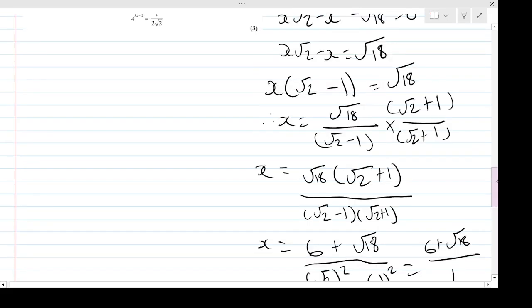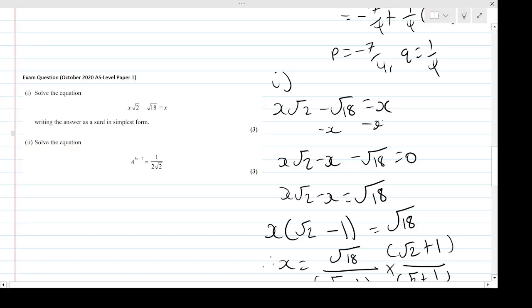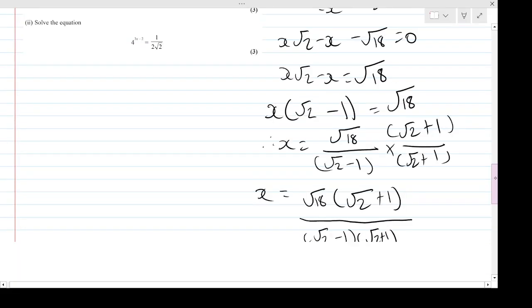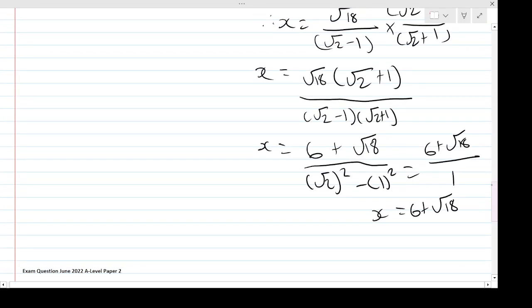But then as a final answer, it asks us to answer in its simplest form. So it needs to check if we can simplify the third. Well, root 18. What are the factors of 18? What are the square factors that we can use to simplify it? Well, root 18, well, 9 and 2, right? Because 9 is 3 squared.